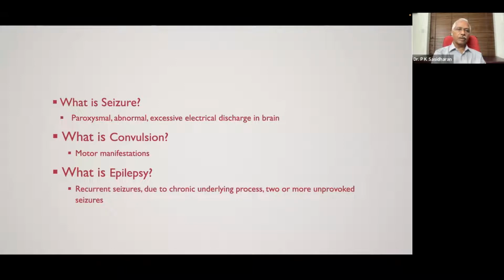Epilepsy refers to when a person gets recurrent seizures due to a chronic underlying process, or two or more unprovoked seizures without a definite identifiable correctable disorder. You will not find a definite completely reversible problem, and the problem keeps on recurring. Then only call it epilepsy. So epilepsy is definitely an entirely different problem.